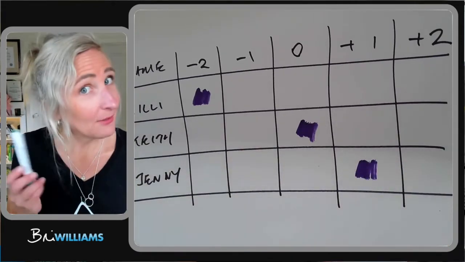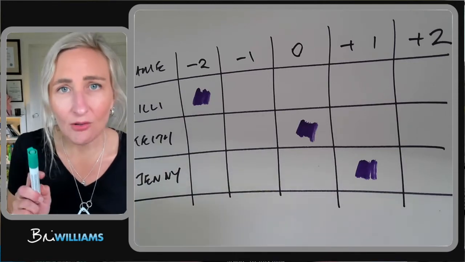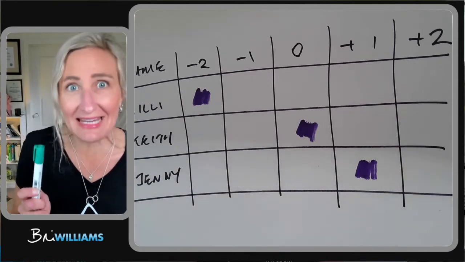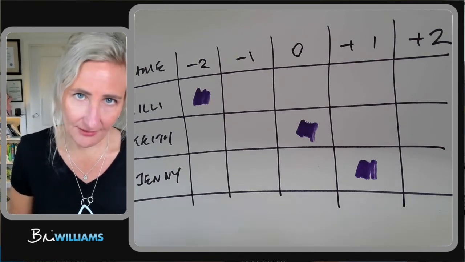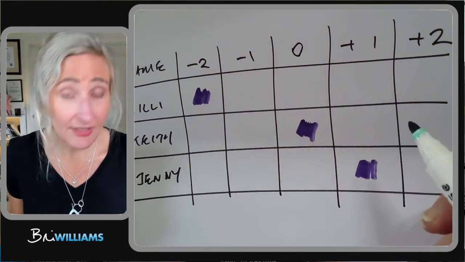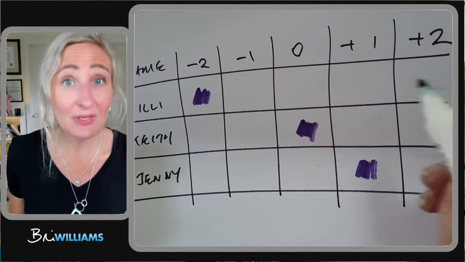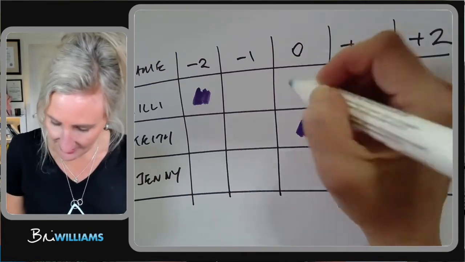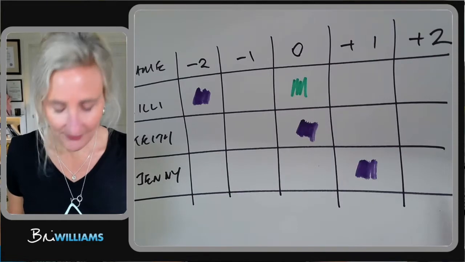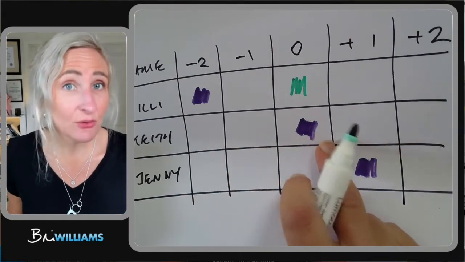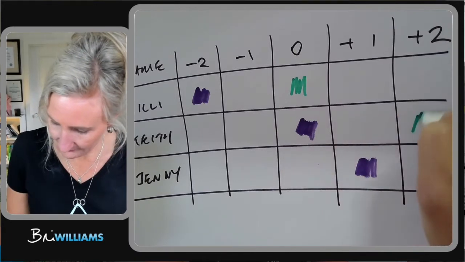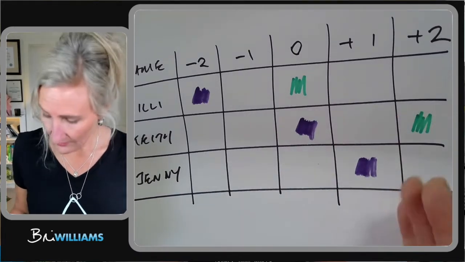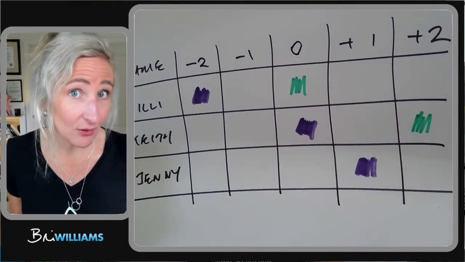Grabbing a different colour pen or post-it note, now indicate where you need each stakeholder to be in terms of support for your project. Millie, for instance, we might not ever get on board, but we do need to make sure that she is neutral. Keith is neutral at the moment. We need him to be super supportive. And Jenny, well, Jenny's probably where we need her to be.